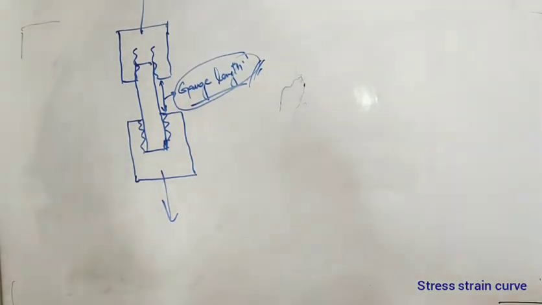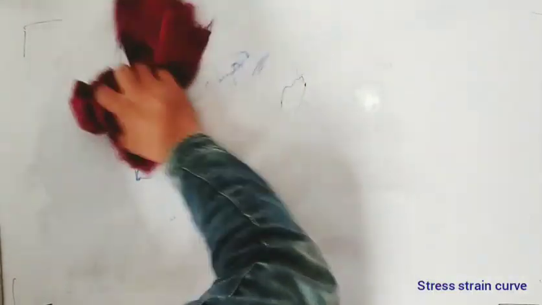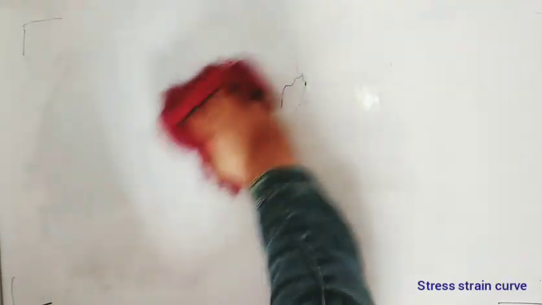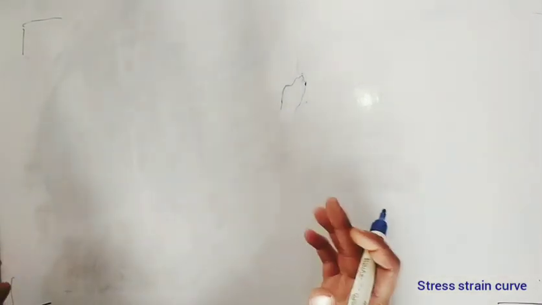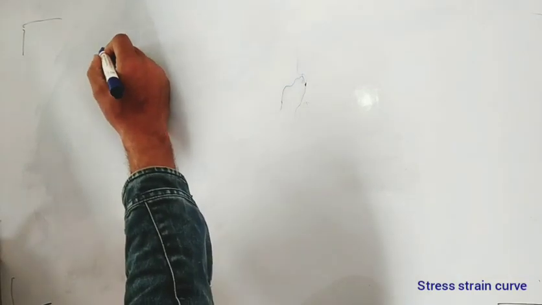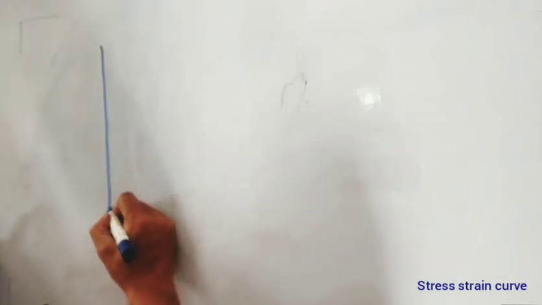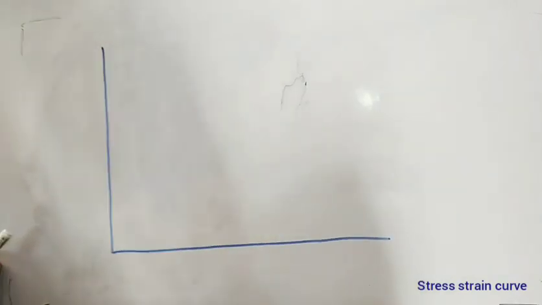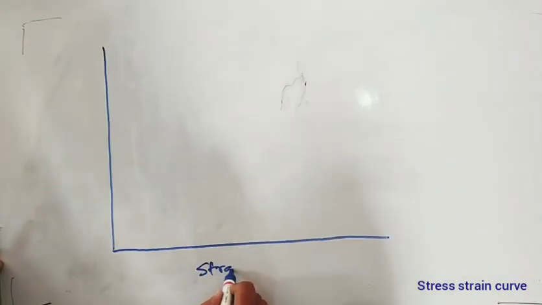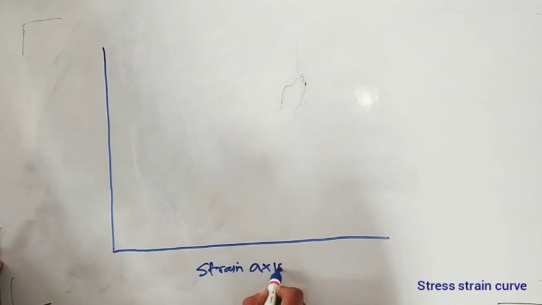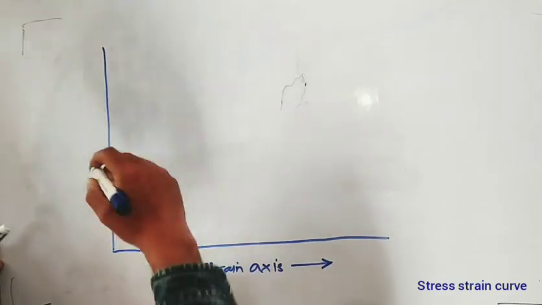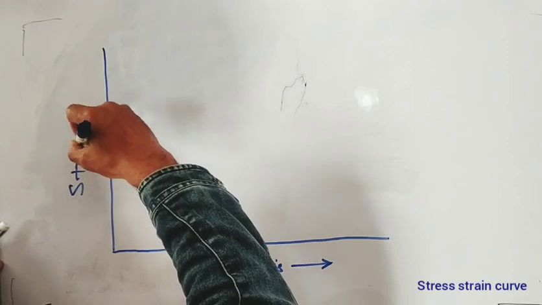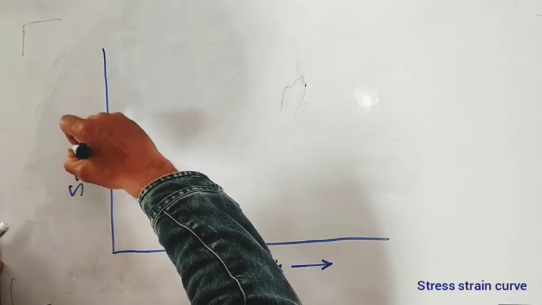So basically what I'm going to do is draw a stress strain curve of the mild steel specimen, and we'll try to understand what those points denote. Let me do it this way. For example, if this is the stress axis and this is the strain axis, this is my stress axis.